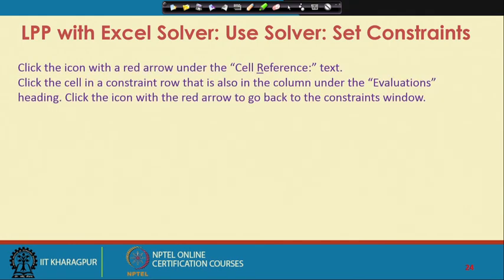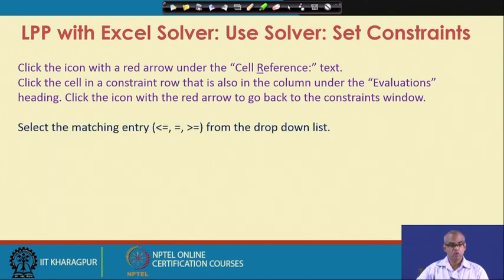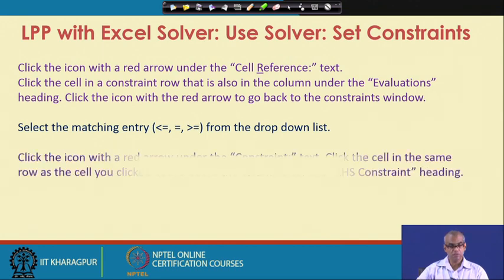So, now in a very similar way, we have to set the constants. Before that, you must have clicked add. Click the icon with a red arrow under the cell reference text. Click the cell in a constant row that is also in the column under the evaluations heading. Click the icon with the red arrow to go back to the constraint window. Select the matching entry, less or equal to or greater or equal to, from the drop down list.